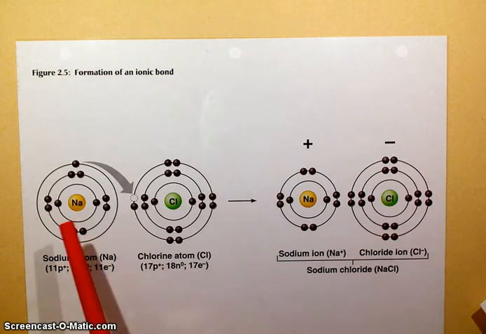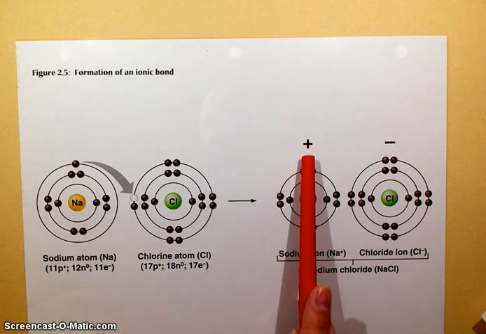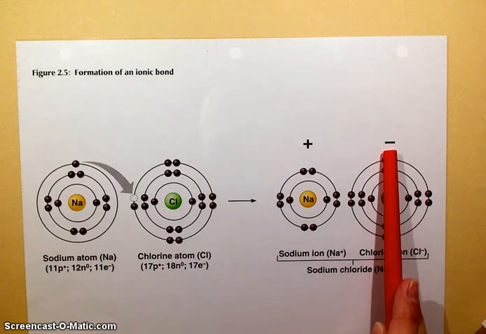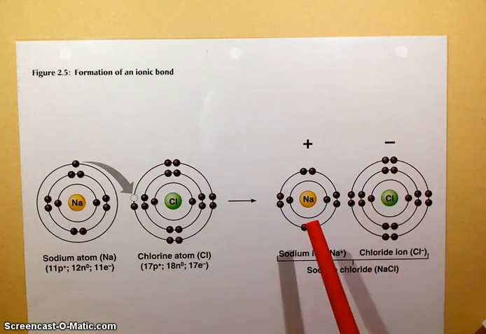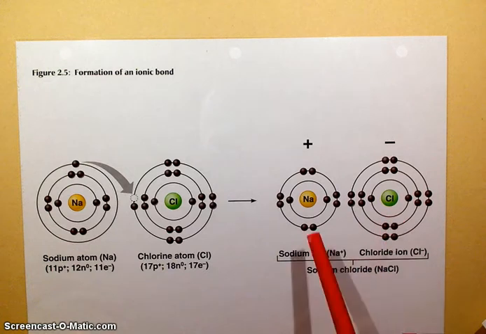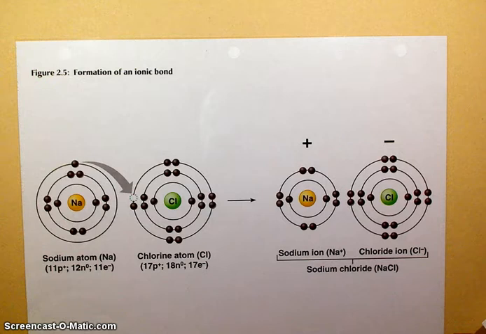When that electron is transferred, sodium loses a negative and becomes a positive ion, and chlorine gains an extra negative charge and becomes a negative ion. Sodium is now positively charged, chlorine is now negatively charged, opposites attract, and that's how the bond is maintained.